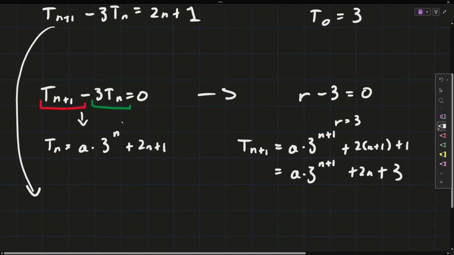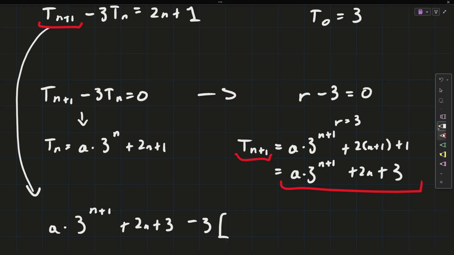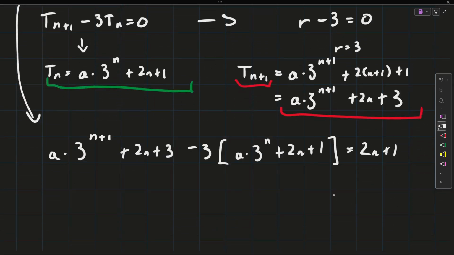So t(n+1) up here, I'll start color coding again. T(n+1) here, that's going to be this. Sorry, it's not going to be that, it's going to be this. So we'll have a times 3 to the n plus 1 plus 2n plus 3. Then we have minus 3tn. And what's tn? Well, tn, we're guessing, is equal to this. And we'll get a times 3 to the power of n plus 2n plus 1. And that should be equal to 2n plus 1 from this equation. And if this is true, we found the solution, but it's not going to be.